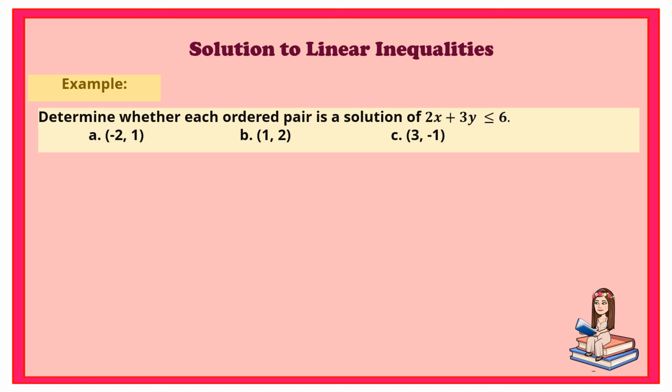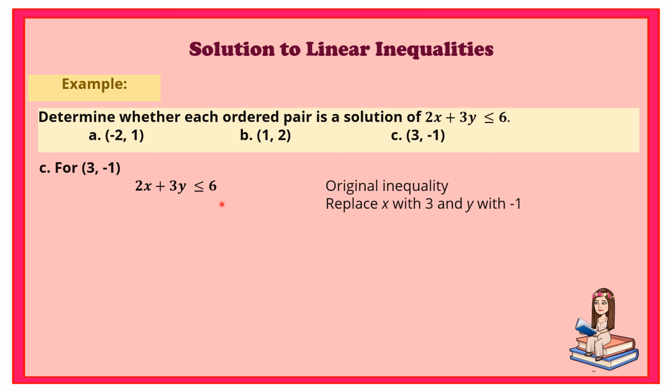Yung letter C naman tayo. So, 3, negative 1 yung binigay. So, with this one, sulat ulit natin yung original inequality. 2x plus 3y is less than or equal to 6. So, same procedure. We replace or we substitute x with 3 and the y with negative 1. So, if we do so, 2 times 3 kasi yun yung x, plus 3 times negative 1 kasi yun yung y, then that is less than or equal to 6.